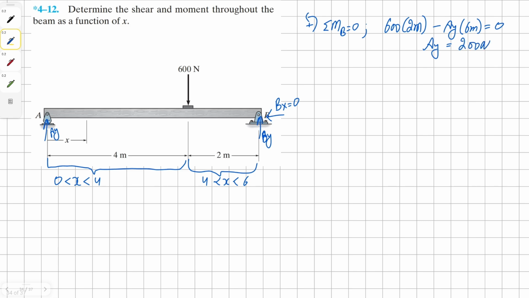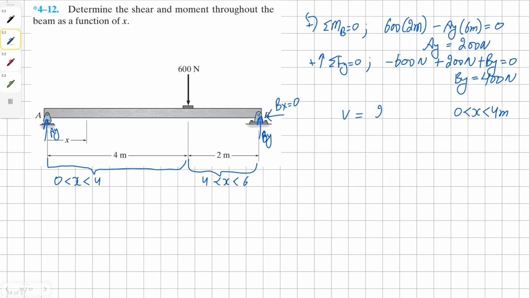Now we can sum the forces in y direction in order to find our solution for BY. So we can have negative 600 Newton, positive 200 Newton from A, and positive BY, all equals to 0. Solving for BY, we get our solution as 400 Newton. Looking at the diagram, we know for our first half, which is from 0 to 4 meters, our shear is going to be 200 Newton.